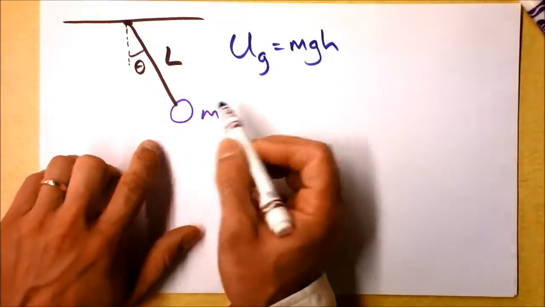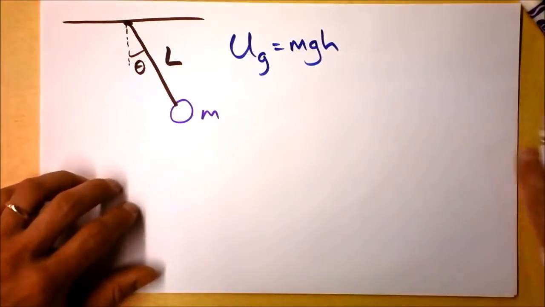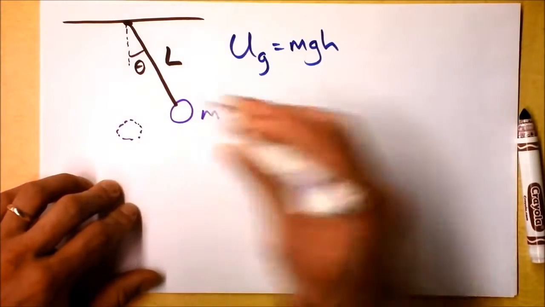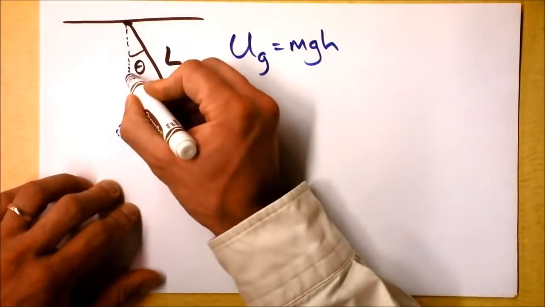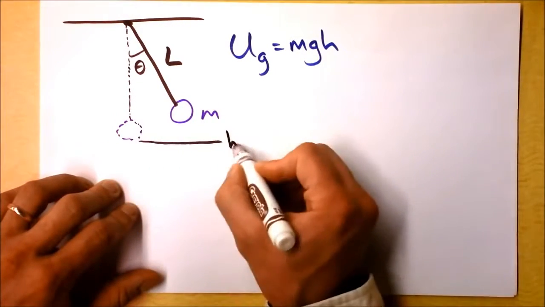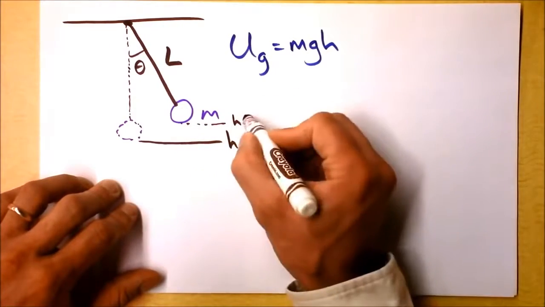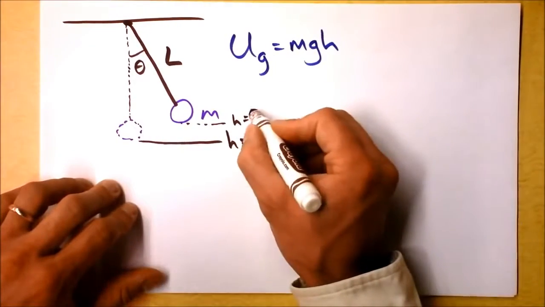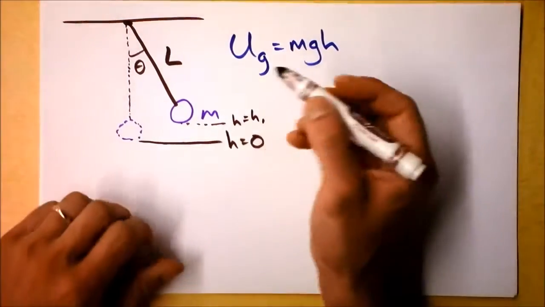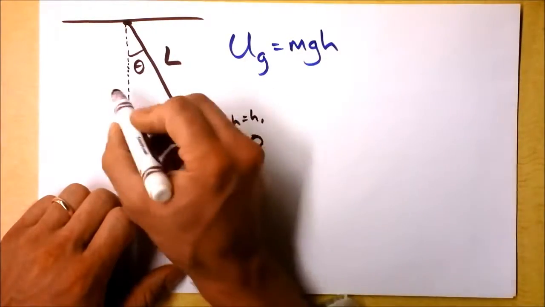So we need to figure out how high up the pendulum is above whatever we decide to call the 0 point. It might be reasonable to call the 0 point right down here. In that case, we can continue this dotted line and say that this is a height of 0, and this is a height that we're going to call h. We could call it h1, or maybe that would be the maximum height. It doesn't matter so much for our purposes. So we're trying to figure out what h is, and it depends on the angle.